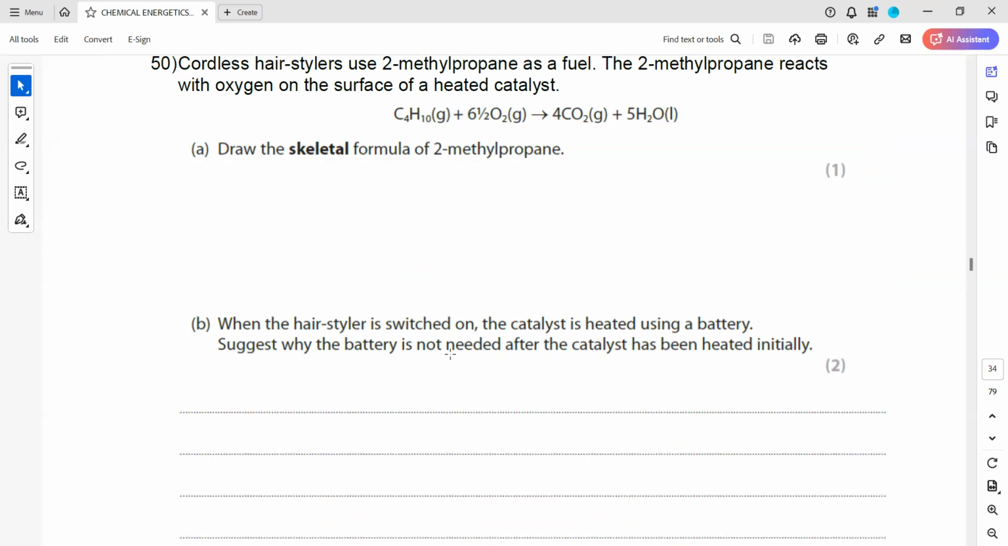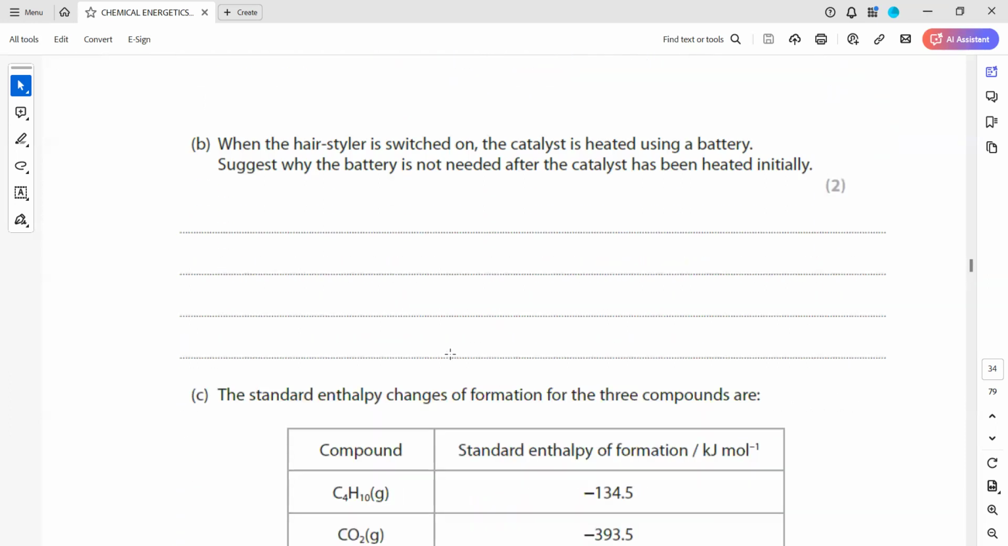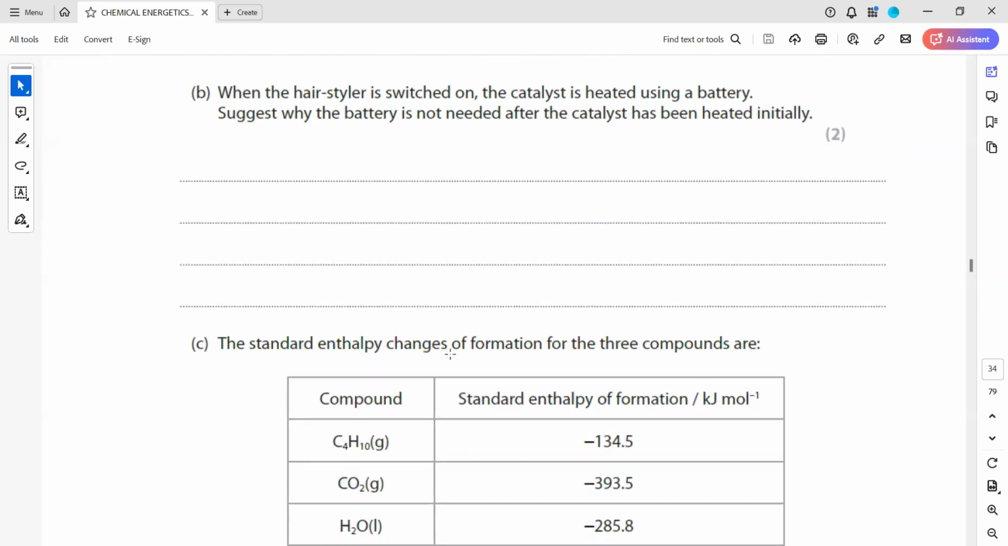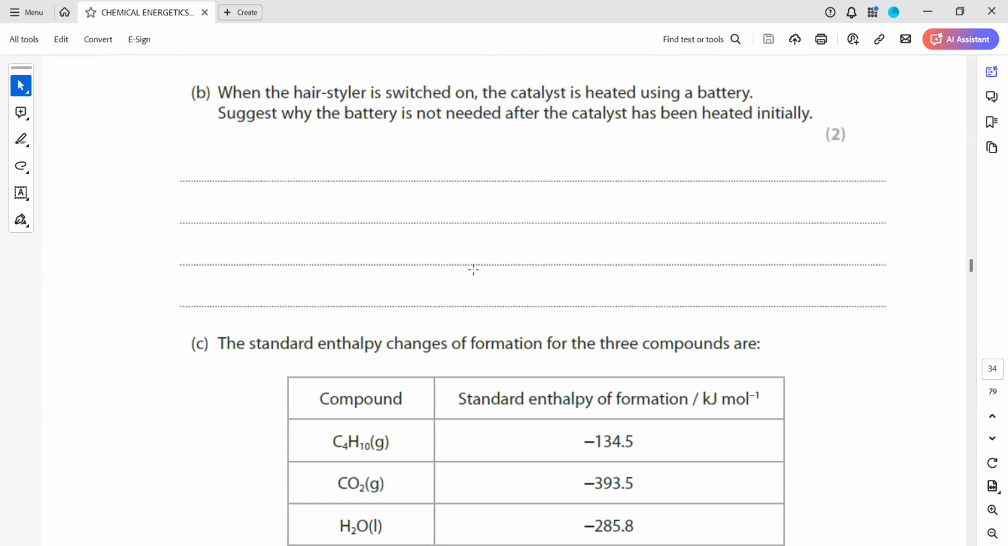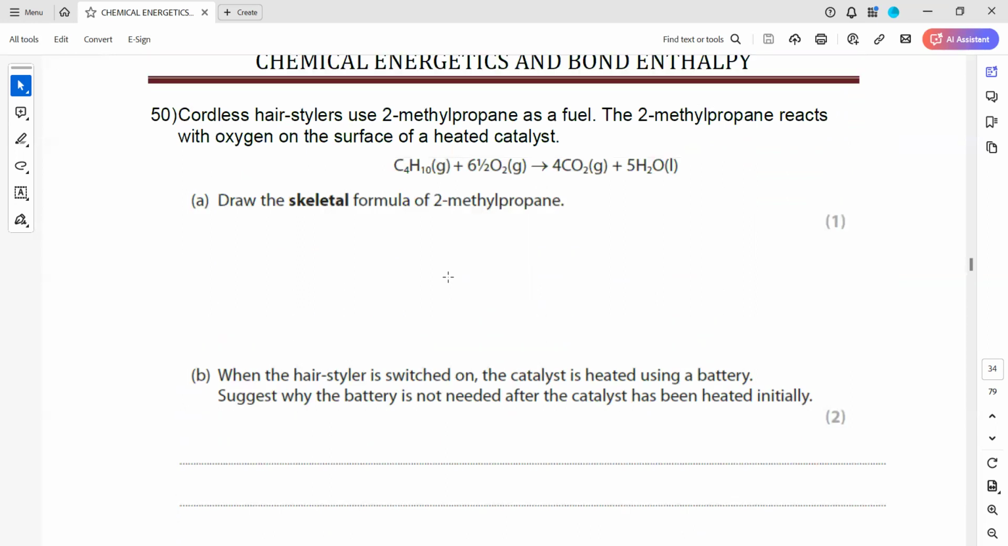When the hair styler is switched on, the catalyst is heated using a battery. Suggest why the battery is not needed after the catalyst has been heated initially. Why? Look, as you can see, it involves oxygen. It looks like a combustion reaction. And what are combustion reactions? Combustion reactions are exothermic. It means it releases energy to the surroundings.